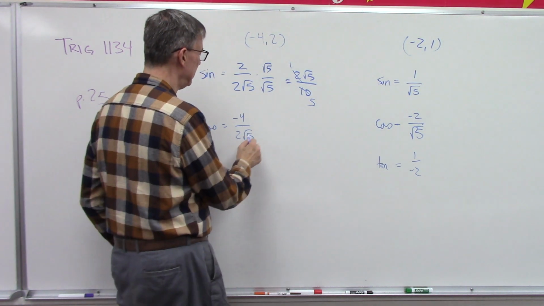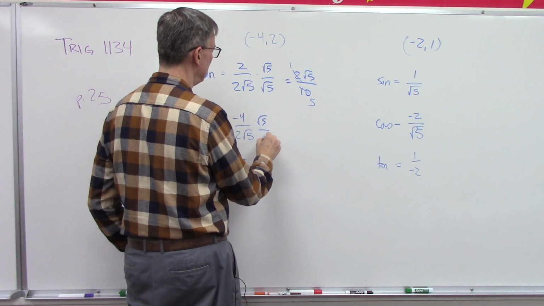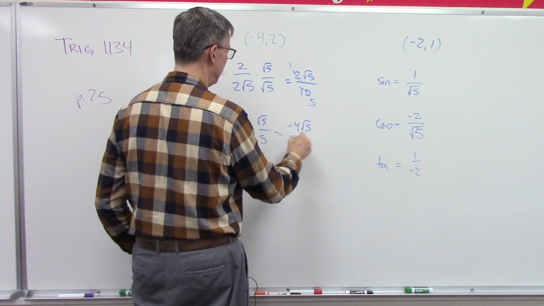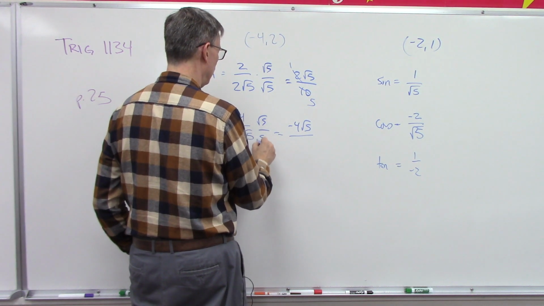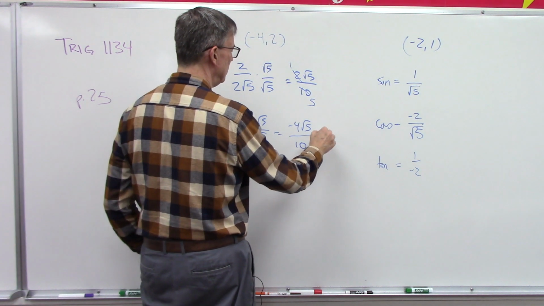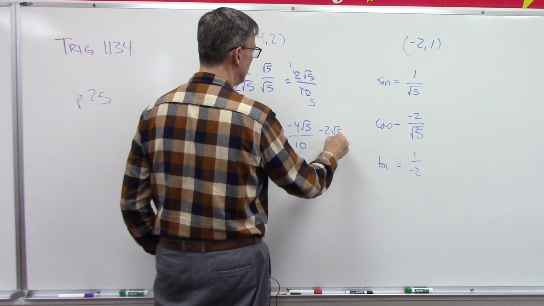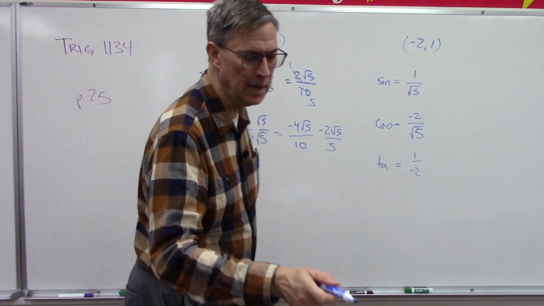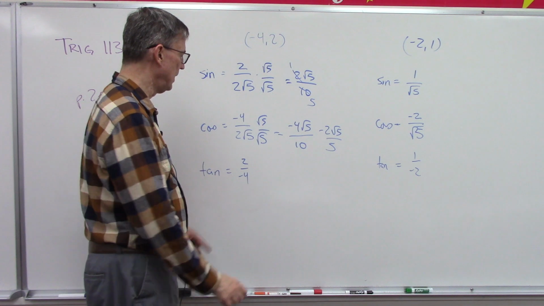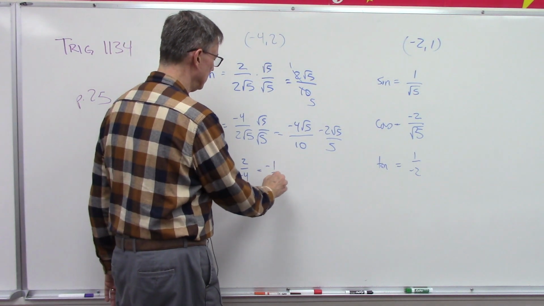The same thing happens here. I can just multiply top and bottom by square root of 5. So I get negative 4 square root of 5 over, the 5 pops out, 2 times 5 is 10, and then reduce that, and I have negative 2 square root of 5 over 5, and bingo, that's what they got, okay? Obviously, 2 divided by negative 4 is the same as negative 1/2.